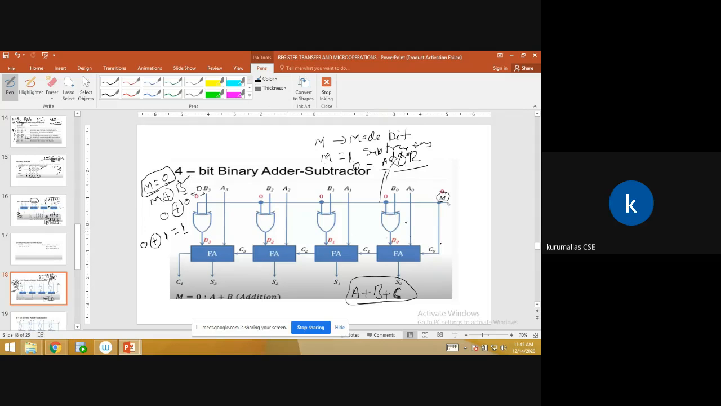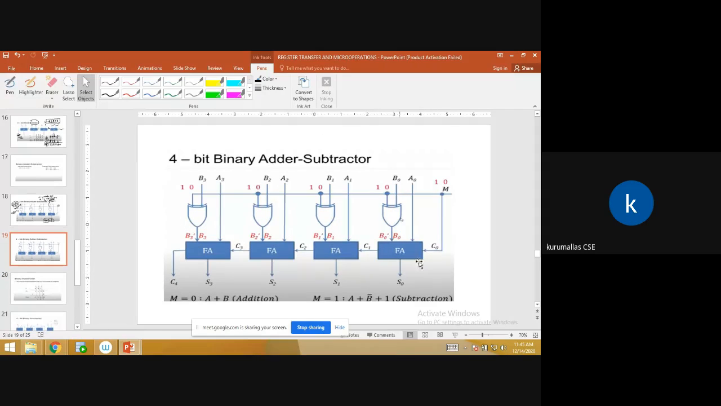For subtractor, see here, m equal to 1. If it is m equal to 1, we can understand easily. Again we have to perform M XOR B. The problem is here. M XOR B: the mode value is already decided as 1. XOR gate, if you take 0, we can get a 1. 1 XOR 0 gives 1. If you take 1, we can get a 0.